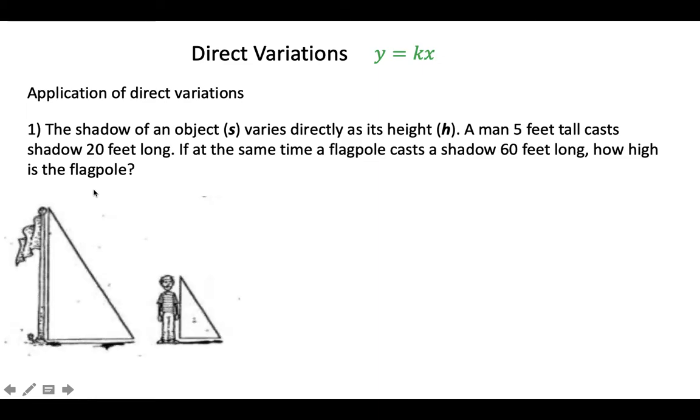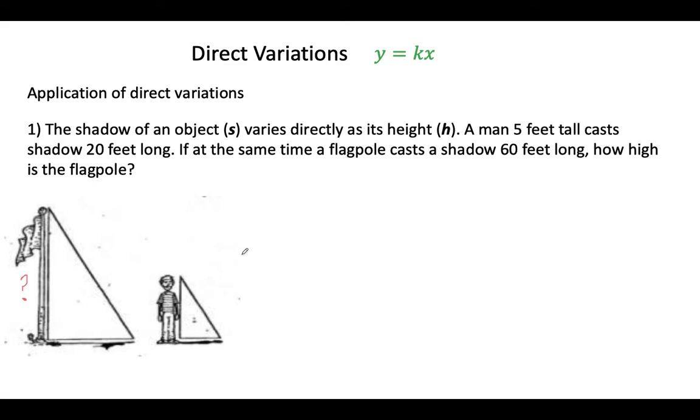So let us sketch our given. This sketch is not drawn to scale. Let's say we have a man who is 5 feet tall and casts a shadow 20 feet long. I know that the shadow is a little bit smaller in the sketch, but let's assume it is a very long shadow, 20 feet long. If at the same time a flagpole casts a shadow which is 60 feet long, how high is the flagpole? That will be our problem: what is the height of this flagpole?